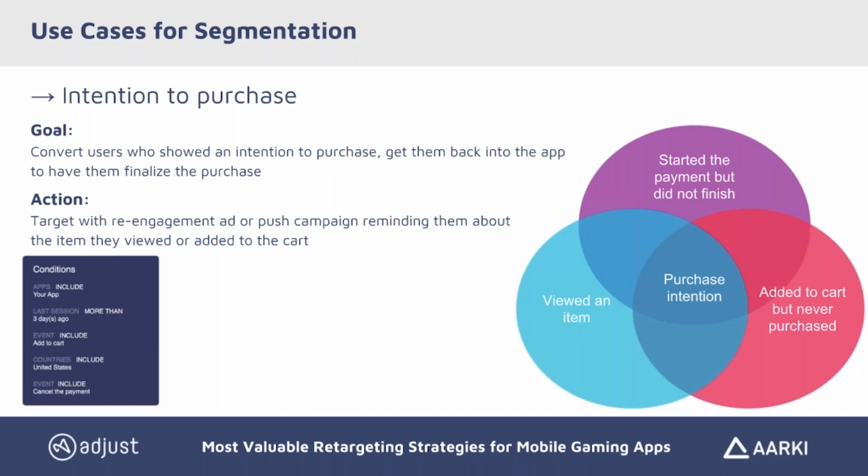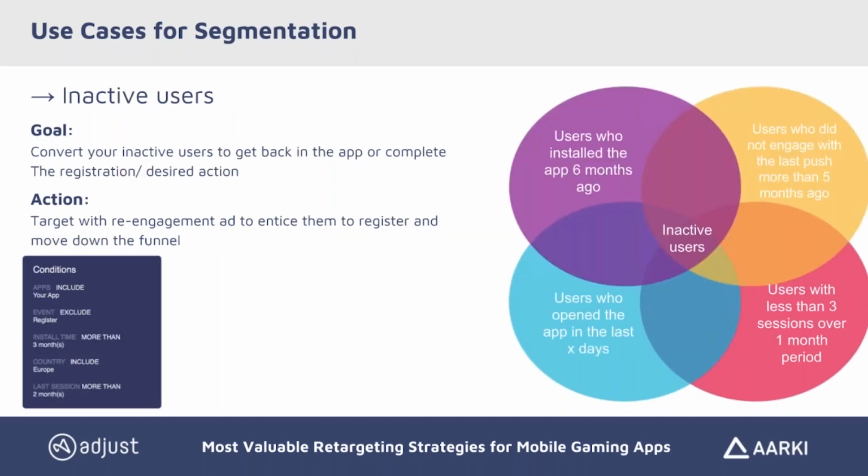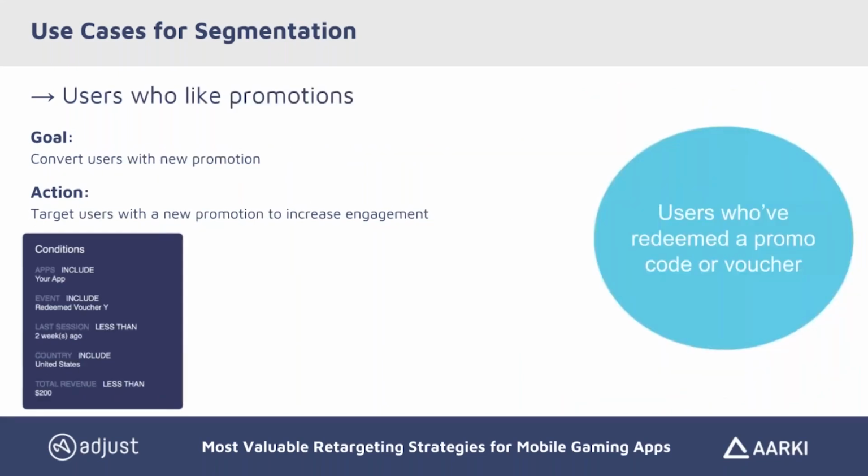Then intention to purchase. These are all users that have shown some interest or intention to purchase, but never really ended up doing it. They started a payment and never finished. They added something to the cart, but never purchased, or have been viewing an item more than once. Here we can define this kind of audience. Then inactive users. In this case, for the conditions, as you can see, we excluded the users that registered, for instance. You can apply any condition that you want, but inactive users is always defined depending on your business model.